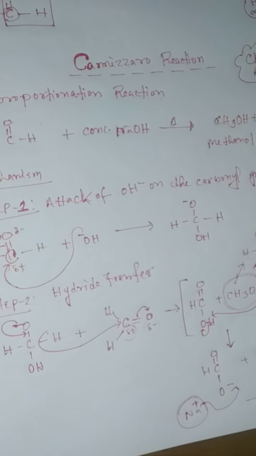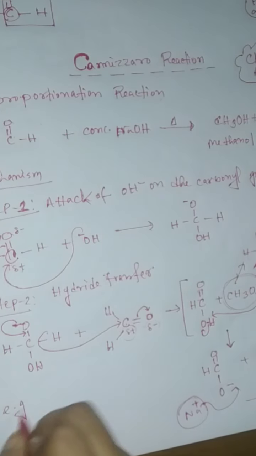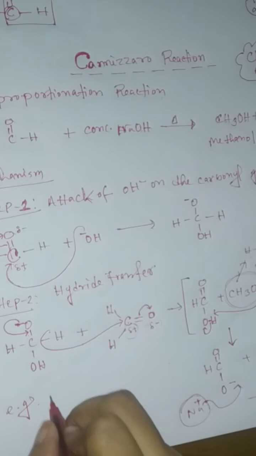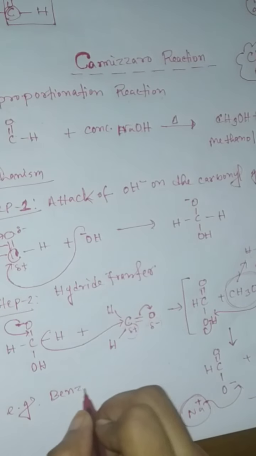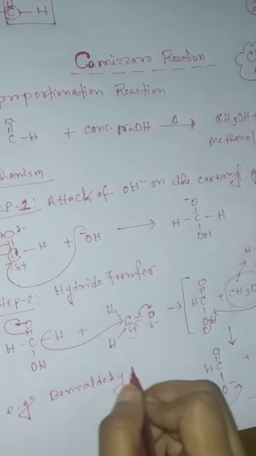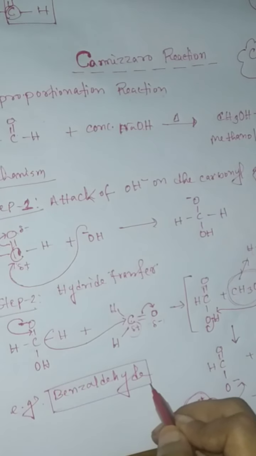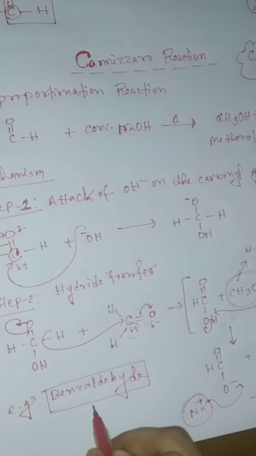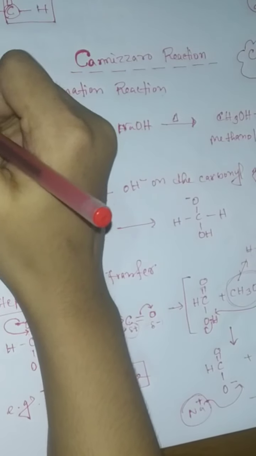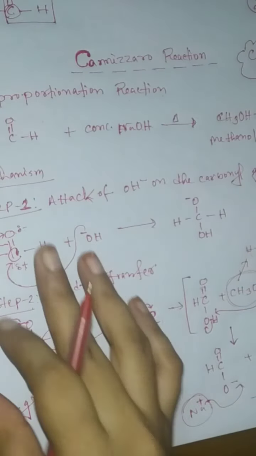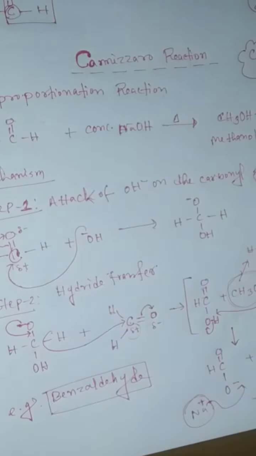I will give another example which will give the Cannizzaro reaction. This is benzaldehyde. Benzaldehyde is another aldehyde which has no alpha hydrogen. So this is the first condition. So here we see that one is disproportionation reaction, and the aldehyde has no alpha hydrogen.